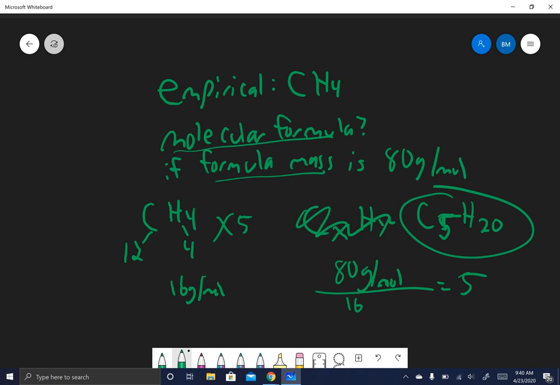So on the worksheet due tomorrow, if I give you an empirical and they're asking for molecular and they give you the mass, you just have to find the mass of the empirical, doing some simple math. When you divide those two masses, it'll give you a whole number, and that's the number you multiply the empirical formula by, because that's how much larger the molecular is. That's really messy. What else is new? C5H20. It's a little better.